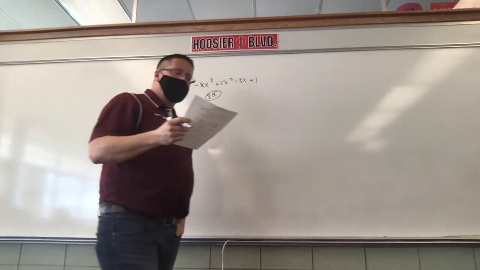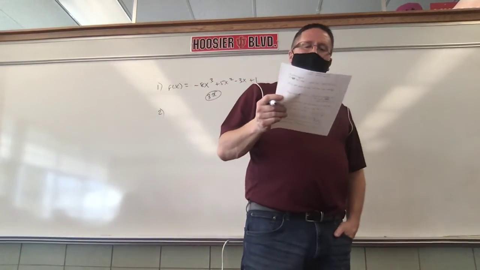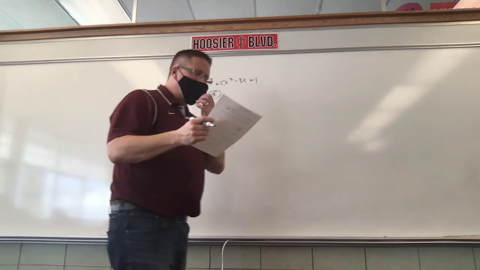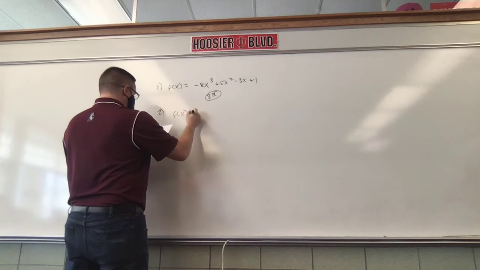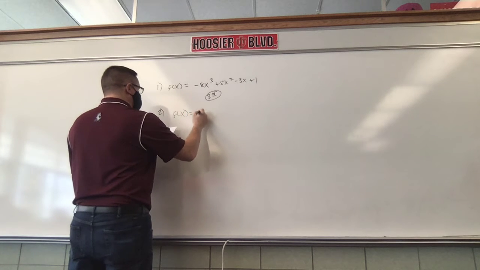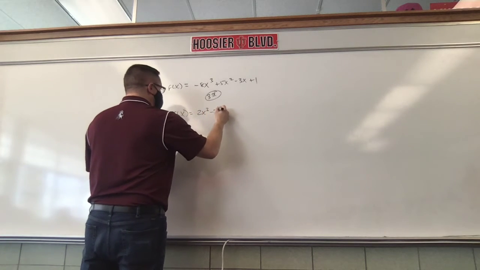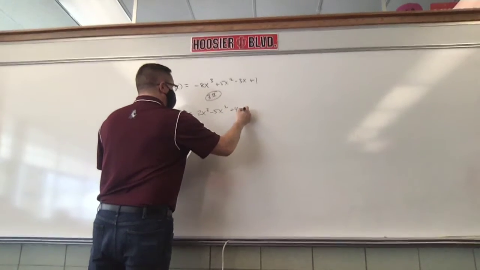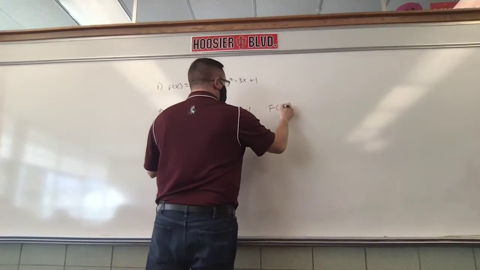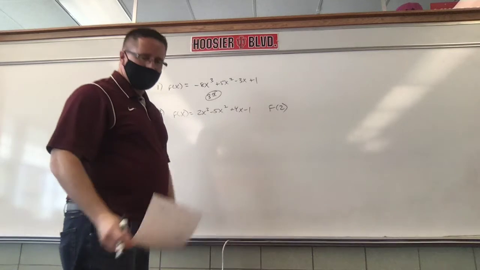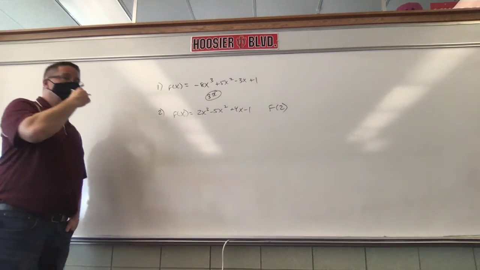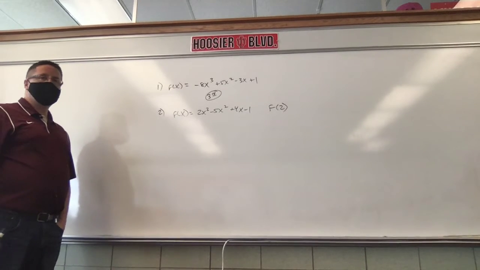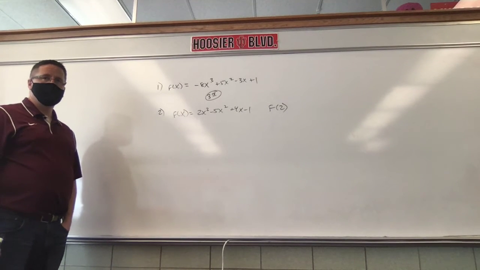Number 2. Let's make this a little bit easier. It says f of x equals 2x^3 and all that stuff. It says find f of negative 2. Make it f of positive 2. So we have 2x^3 minus 5x squared plus 4x minus 1. Find f of 2. Don't make it negative 2. I'm going to make it a little bit easier. Let's make it positive 2. How are we going to do this? Any ideas? Find f of 2.